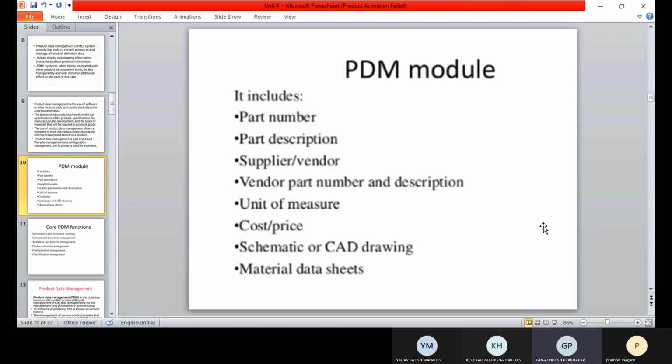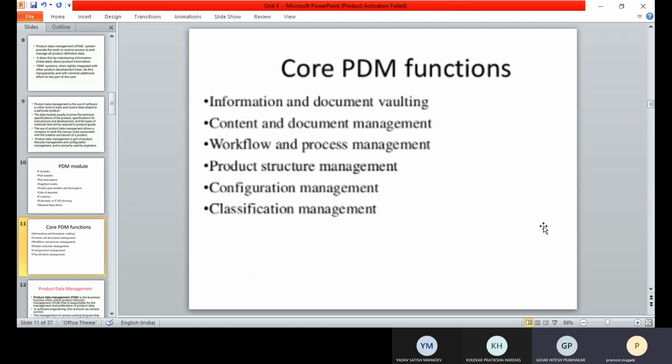Over, sir. Okay. Now, the module helps us to find the checklist or the quantity of that particular product. That is very important. Then the next thing is related to the core PDM functions.